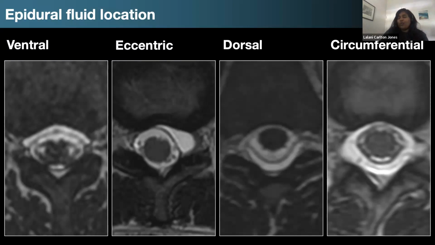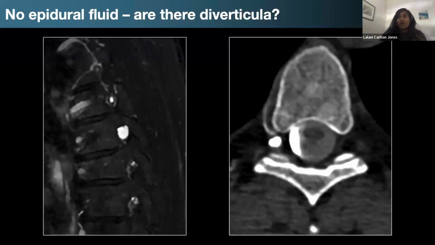But when you have often circumferential fluid, to be honest, it can be coming from anywhere. Even ventral tears in the acute setting can be very circumferential, but these can also be lateral leaks as well. And as Dan said, if there's no epidural fluid, then I look for diverticula, because then I'm thinking, has the patient got a CSF venous fistula?